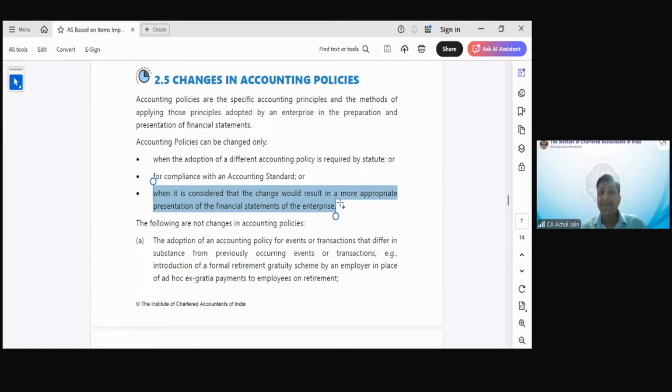So that's why this third situation, or you can say this third scenario, even though it's provided by the standard, it's not easy for the company to follow this. Why? Because it's something which is voluntary. Correct? Clear on this? Clear on these three situations?